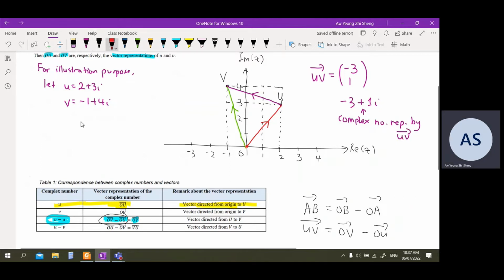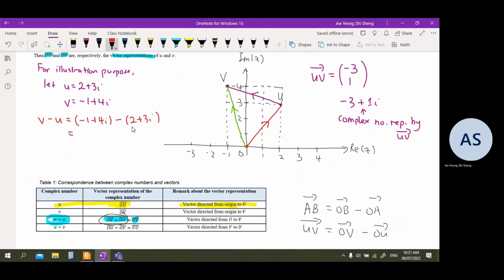Now, if we do the traditional subtraction of V minus U, which is -1 plus 4i minus 2 plus 3i, when you do the computation you get -1 minus 2 as the real term, that is -3, and 4 minus 3 as the coefficient of i, that is +1i. So observe that this is consistent with what we had on the right of your screen.